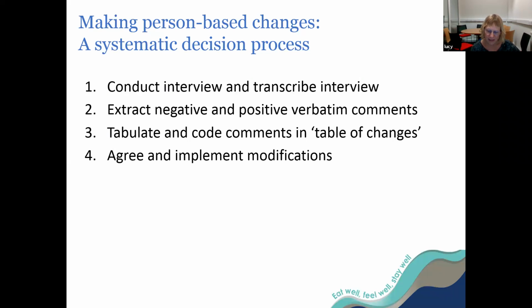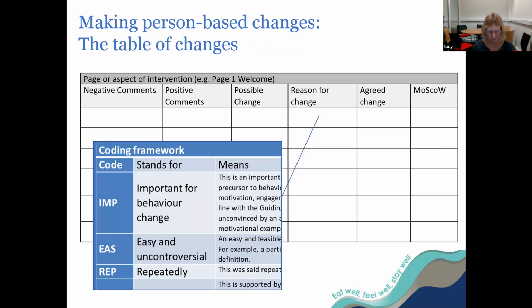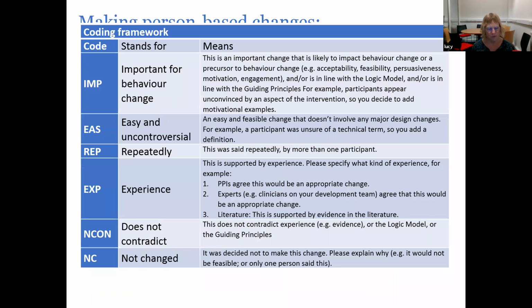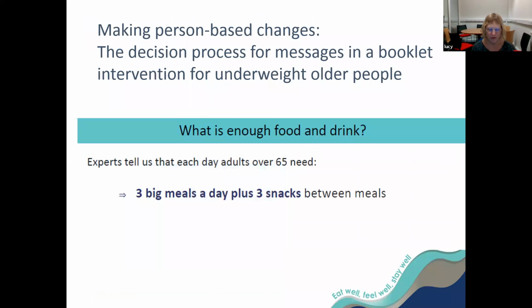But one of the things that we've developed recently, because people said, well, how do you decide what changes to make, is what we've called the table of changes. So we do all these Think Aloud interviews, we transcribe them, we extract the negative and positive comments, and then we put them into the table of changes, which helps us make modifications and decide which to make. So we actually code whether it's an important change, whether it's easy and uncontroversial, whether people have asked for it repeatedly, whether it's consistent with our guiding principles and logic model, and so on. So all of these things help us decide whether to make that change.